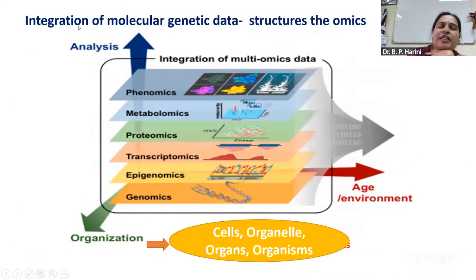So here, the integration of molecular genetic data is structured on the omics. So how it is imbibed is that we need to have the genomic data. On the other hand, we need to have the epigenomic data, here at the transcriptome level, proteomic level, metabolomic level, and phenomics level. And they have to get organized. The organization has to be there in the form of cells, organelles, organs, or organisms. So ultimately, all these factors depend upon the age as well as the environment.